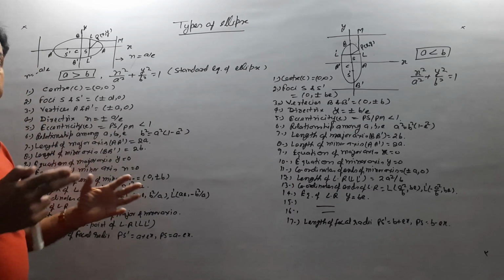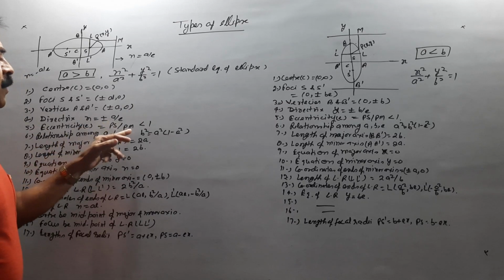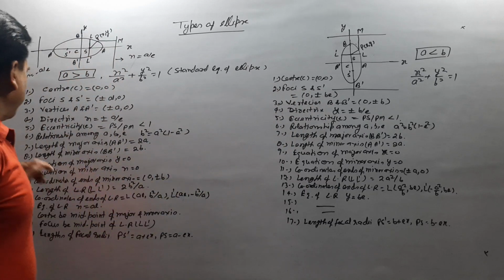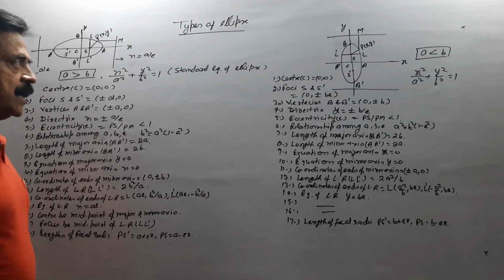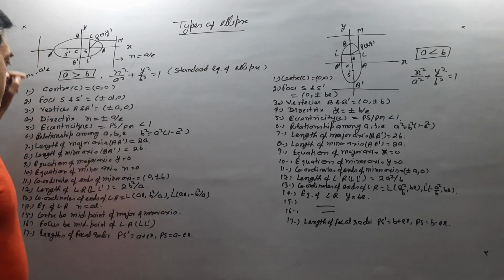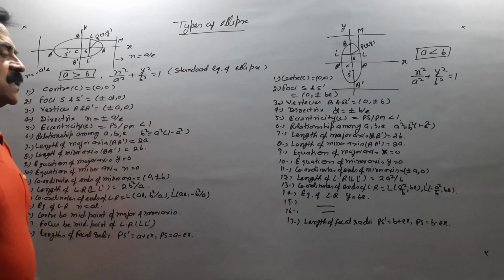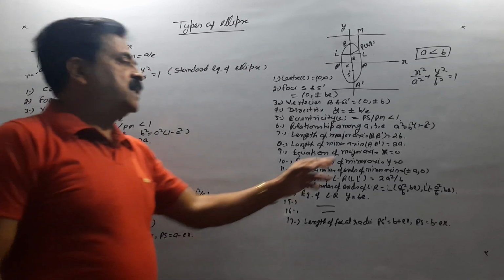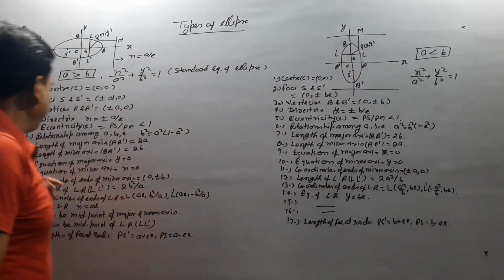Eccentricity is the ratio of distances from a variable point to the focus and the directrix, so PS upon PM always remains less than unity. Similarly here, the relationship among a, b, e: b square equals a square (1 minus e square) in this case, and a square equals b square (1 minus e square) in this case.